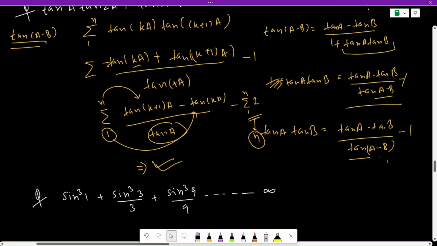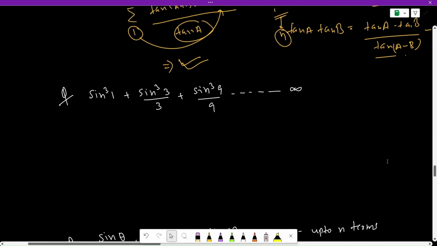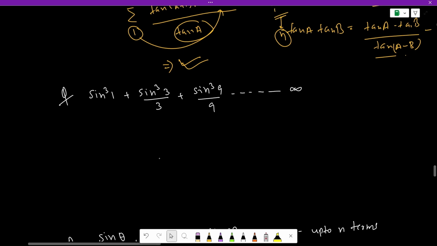Now let's see the next question, which is sine cube 1 plus sine cube 3 by 3 plus sine cube 9 by 9 and so on up to infinity. So now try to solve it yourself, then we'll solve it. So now let's solve it.